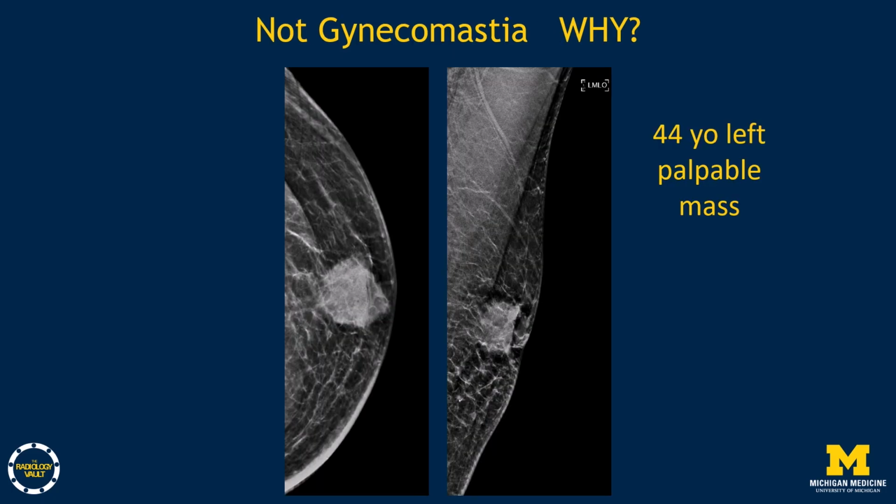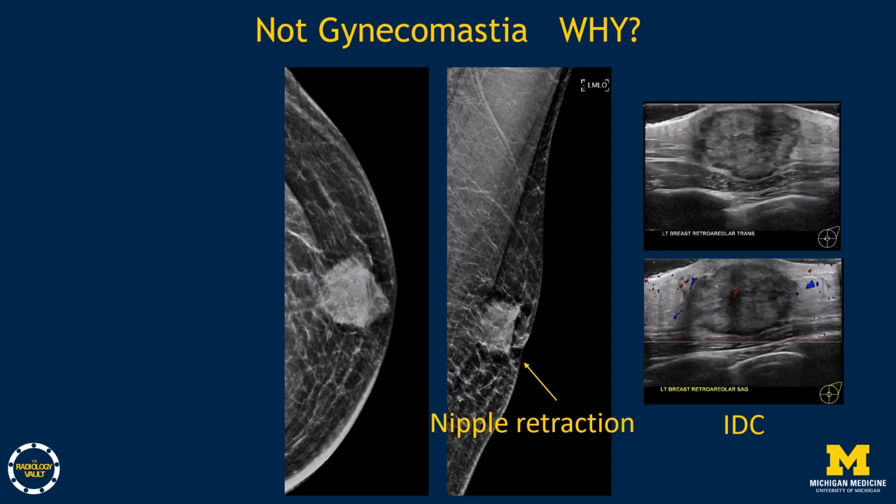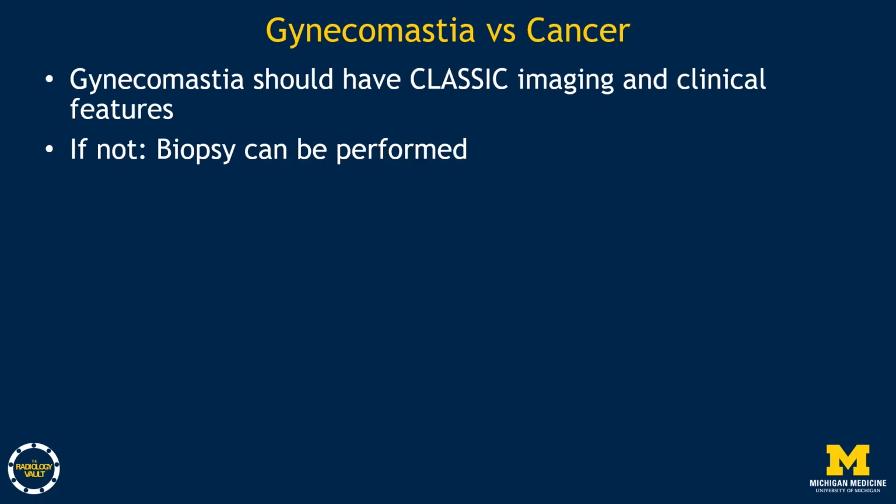These are images of a 44-year-old male with a palpable mass, and my question is, why is this not gynecomastia? The presence of nipple retraction on the mammogram and the mass in a retroareolar location with internal vascular flow are features which should indicate that this does not represent nodular gynecomastia. Gynecomastia should have the classic imaging and clinical features, but if it does not, then biopsy can be performed.